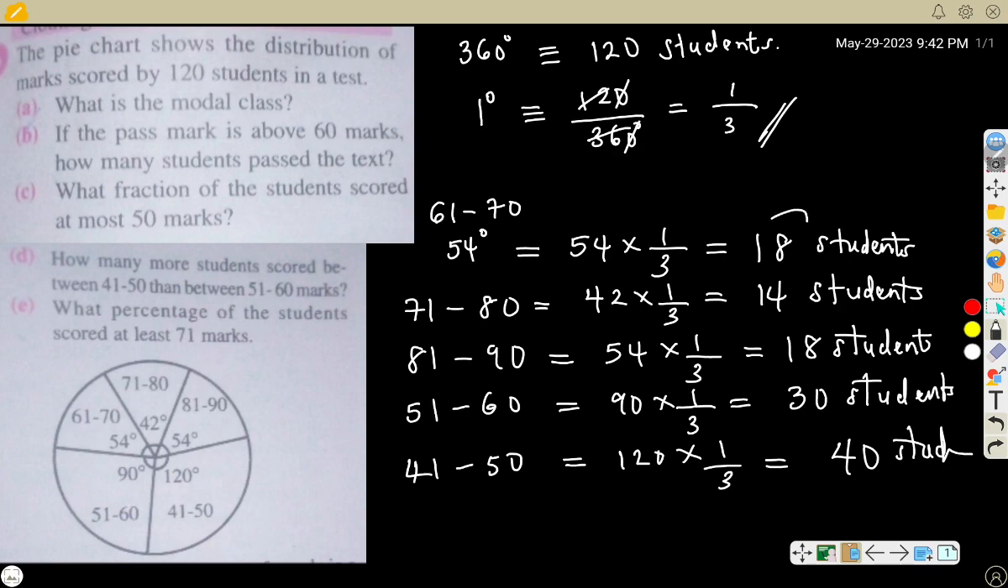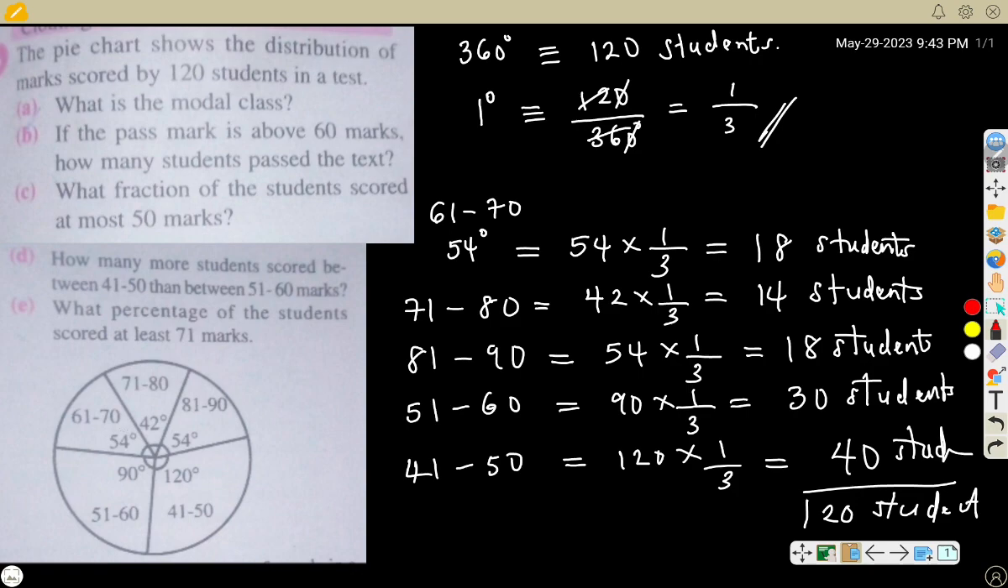So if you add all the number of students together, it must be 120. So that is 18 plus 14 plus 18 plus 30 plus 40. Everything must be the 120 students you have in the question. That is why 360 degrees is equal to 120 students. So all the degrees are equivalent to 120 students, as we have shown here. Now we know the number of students in each. Let me write it here for reference.